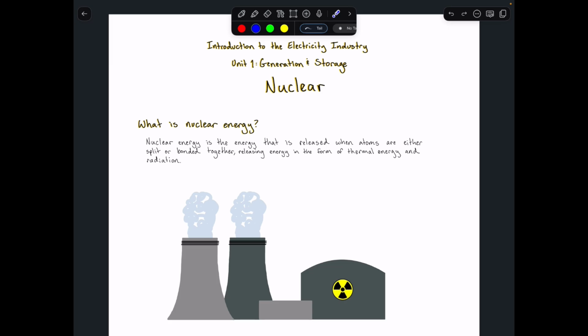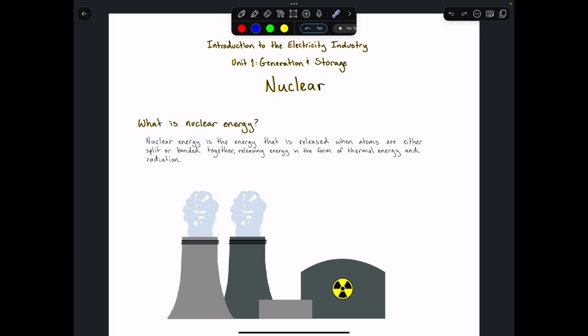All right, with that, let's dive in. So what is nuclear energy? Nuclear energy is the energy that is released when atoms are either split or bonded together, releasing energy in the form of thermal energy and radiation.